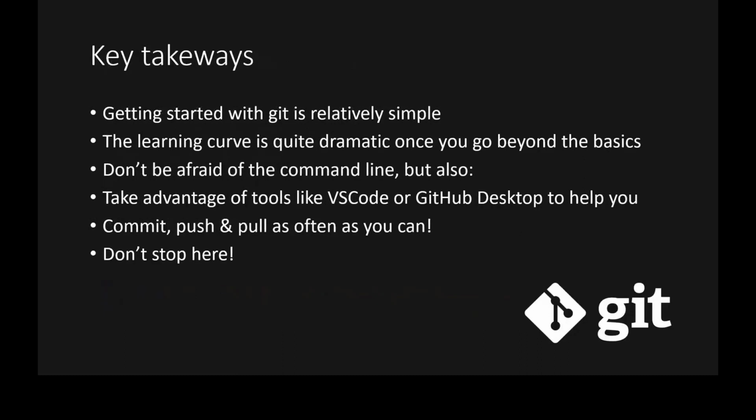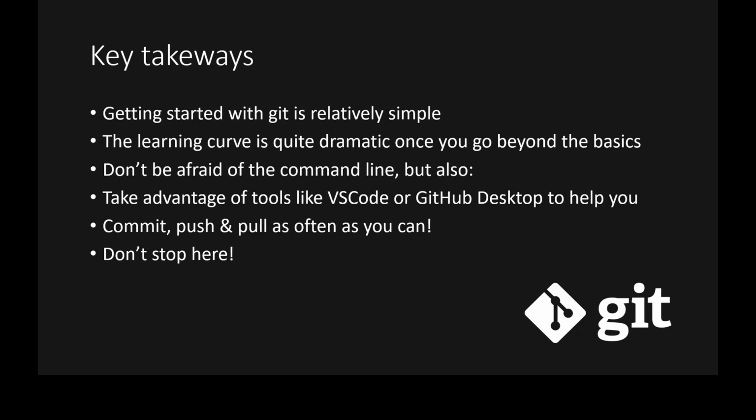Some final key takeaways. Getting started with Git is relatively simple, but the learning curve can be quite steep once you go beyond the basics. Definitely don't be afraid of the command line. I really urge you to start out with the command line and not even install GitHub Desktop. But if you want to have a look at Visual Studio Code, that's also possible. I haven't even shown you the integration with Visual Studio Code, because you can also push and pull from Visual Studio Code and see Git status. It's all built in. So when you're working with your scripts, commit, push, and pull as often as you can. That's how you take full advantage of the system.